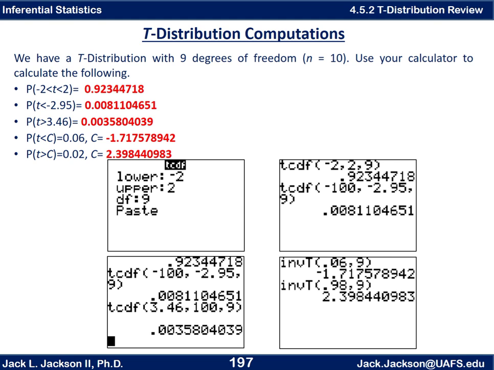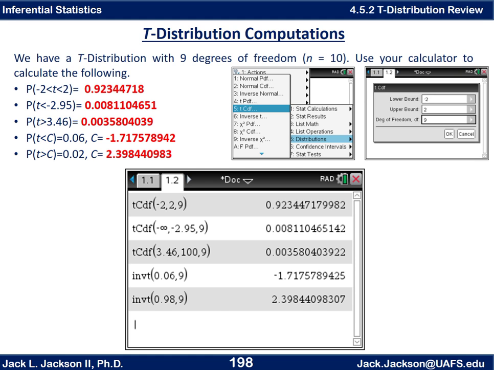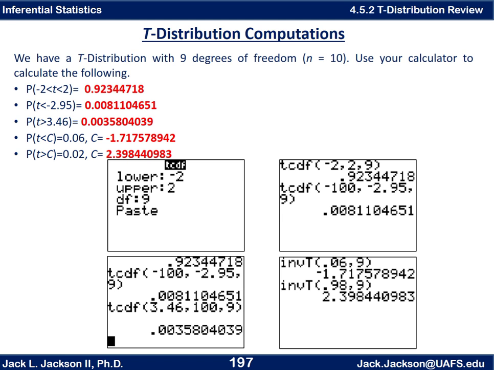Let's do some computations. To have one, just have the questions on there. But go ahead and do these computations on your calculator. The probability that T is between -2 and 2, T is less than -2.95, T is greater than 3.46, T is less than C, where C is 0.06, find C, and T greater than 0.02, find C.